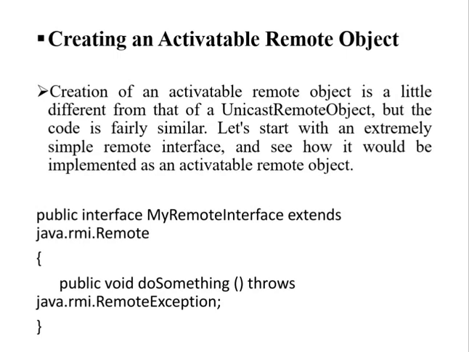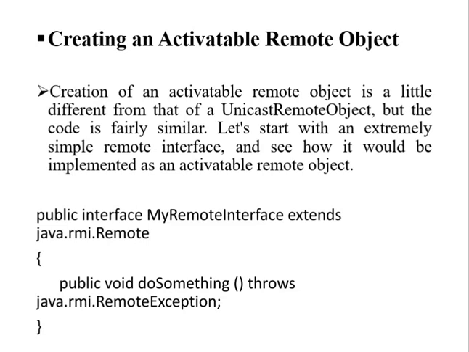public interface MyRemoteInterface extends java.rmi.Remote { public void doSomething() throws java.rmi.RemoteException; } This is the RMI service interface and has only one method, doSomething, which accepts no parameters and throws a remote exception if it fails. A typical remote interface is identical to one that will be implemented by an activatable remote object. In fact, both an activatable object and a unicast remote object can implement the same interface.